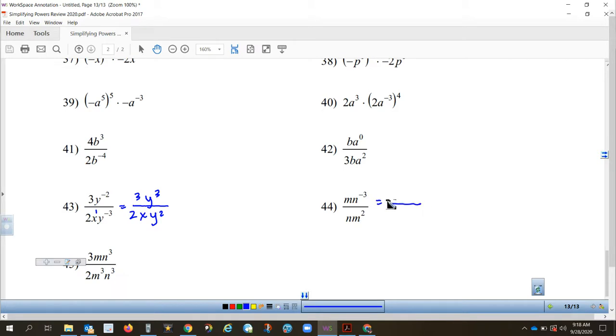So in this case, I could write m and n and m squared. They're not going to change, but that n^-3, I'm going to move down to the bottom and make it n^3. So then I'd have this down here that I could simplify.